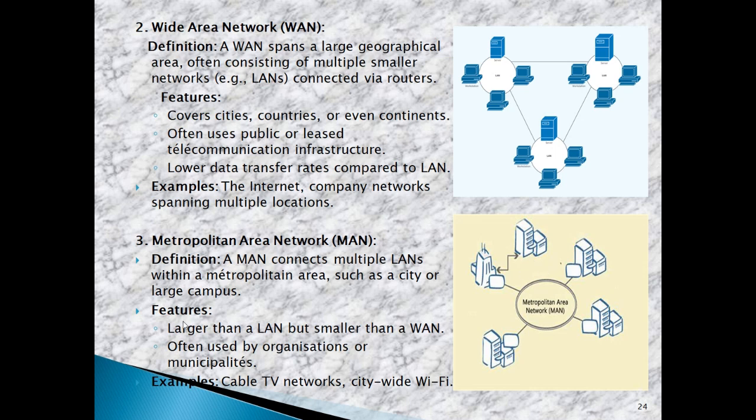Now, what are the features of a MAN? It's larger than a LAN, that is bigger than a local area network, but smaller than a WAN. So a MAN is actually smaller than a wide area network. So it's a small component of a wide area network, but it's actually larger than a local area network. Often used by organizations or municipalities. Now, examples are the cable TV network or citywide Wi-Fi. So that is a MAN. Now let's make progress.